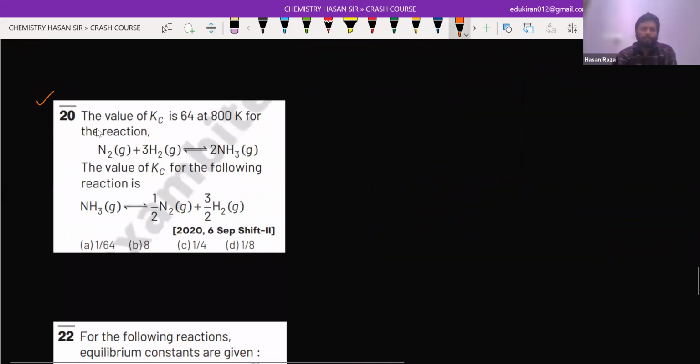This is also from PYQ. The value of Kc is 64 at 800 Kelvin for this reaction, and you need to calculate the value of Kc for the following reaction. Please do it.